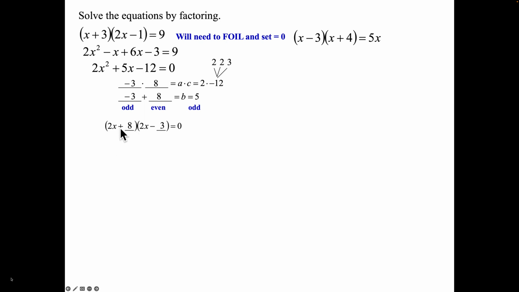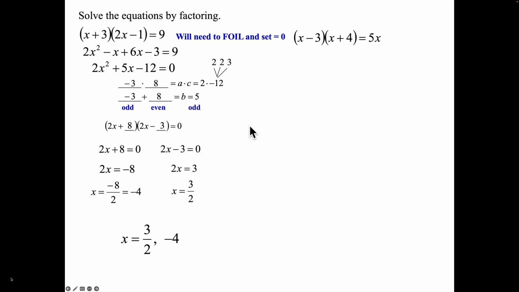All right, so 2x plus 8, set it equal to 0. Subtract over the 8, divide by 2, negative 4. That's where we got rid of the GCF. 2x minus 3, add over the 3, divide by 2. Negative 4 and 3/2 are my answers.